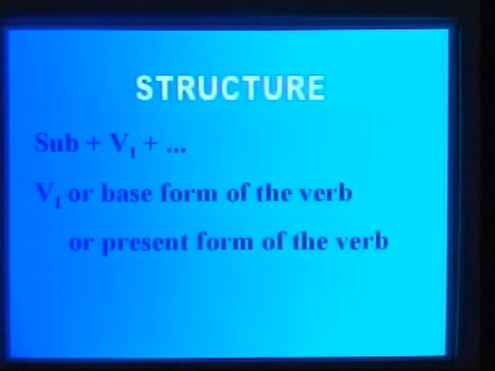It is clear from the paragraph which we have seen that the verb was always in the simple present, that is the base form of the verb, all because we had underlined. So the structure we can have for this is subject plus V1 or the base form of the verb, or the present form of the verb, whatever name you want to give. So this is the first one.